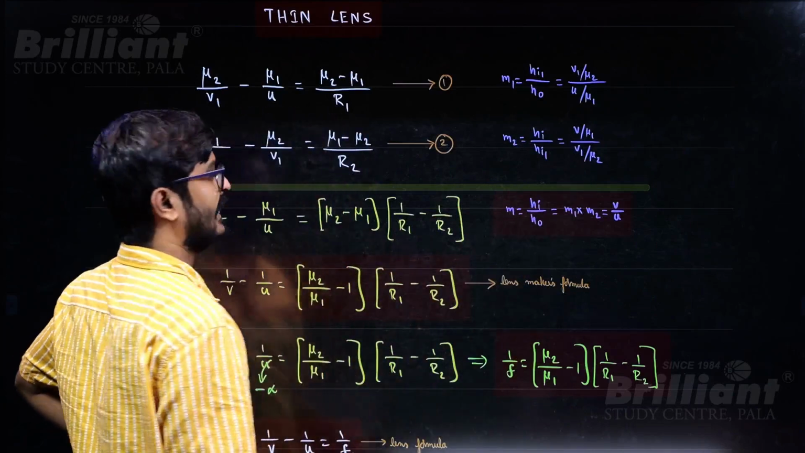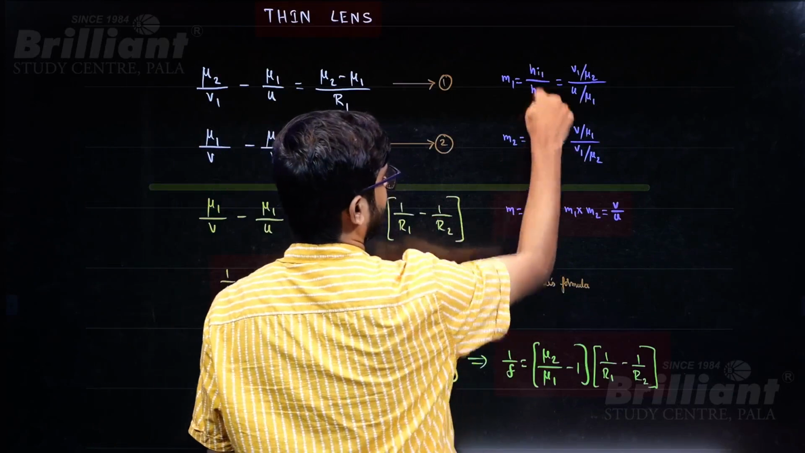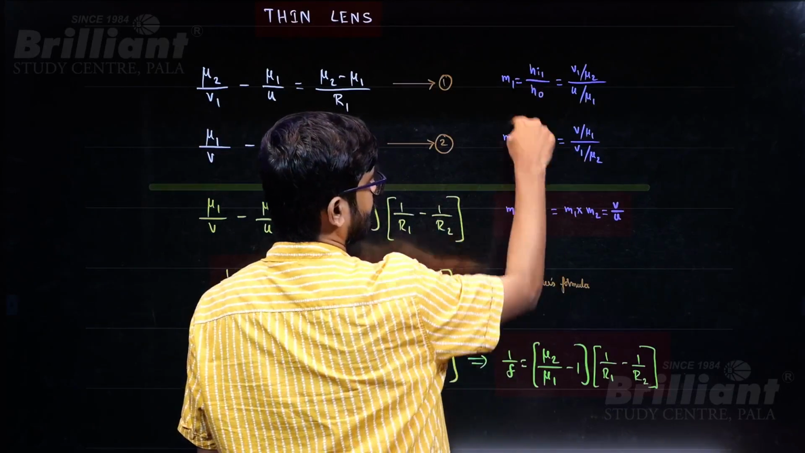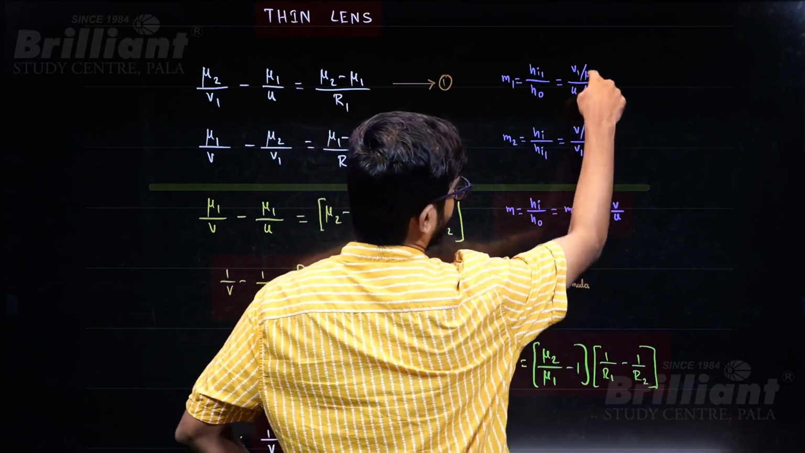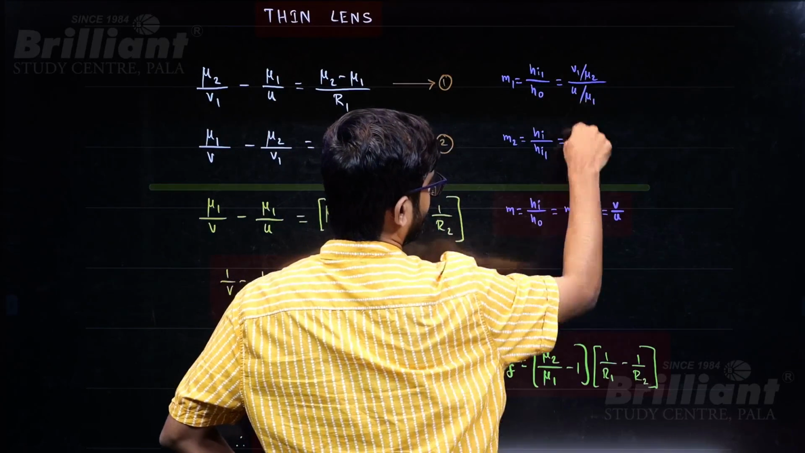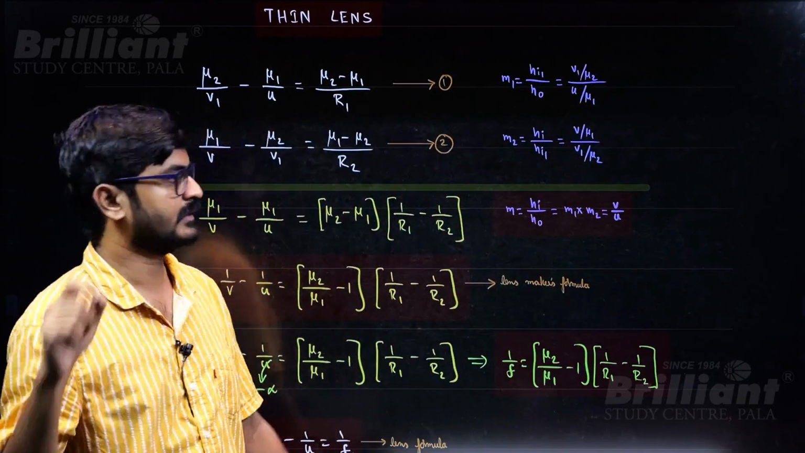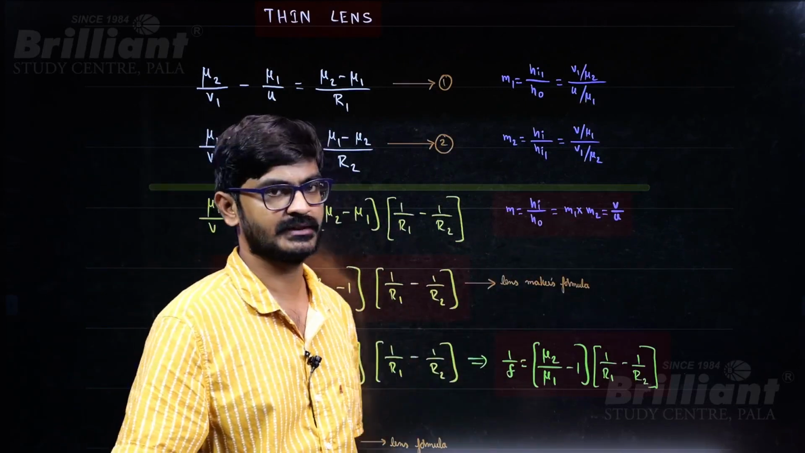Now if I want to get the total magnification, that is height of the final image by height of the object, I can multiply these two, then hi1 will get cancelled. So total magnification will be m1 into m2. When I multiply these two, mu1, mu2, everything gets cancelled, and I will be getting v by u. So magnification in case of lens is v by u. Take a note of that. In case of mirror it was minus v by u. Now you will be getting plus v by u.